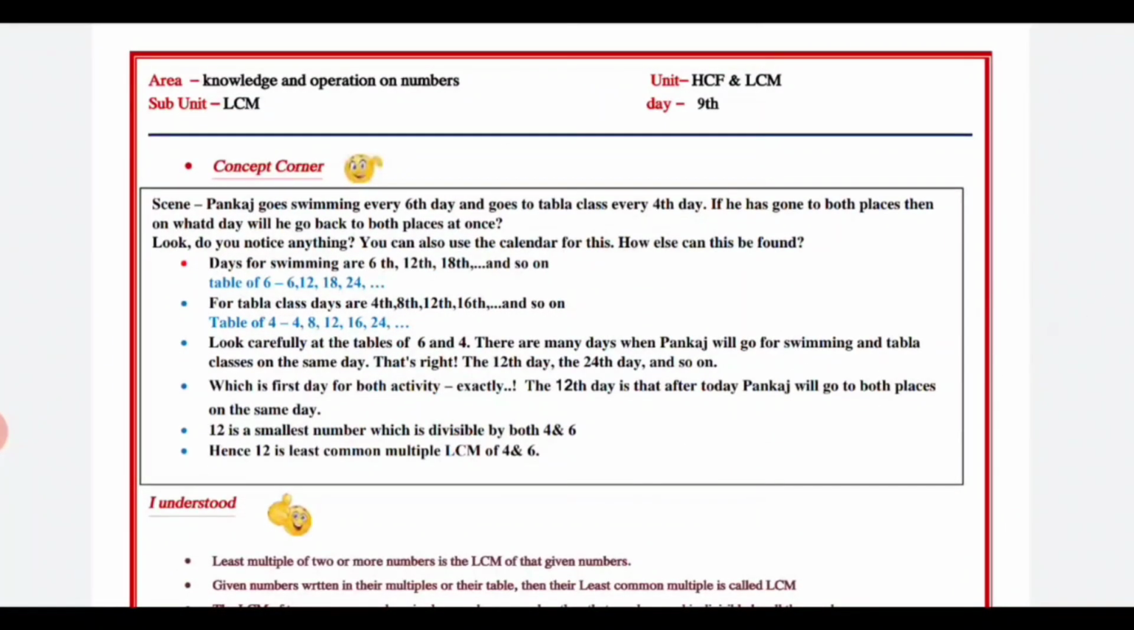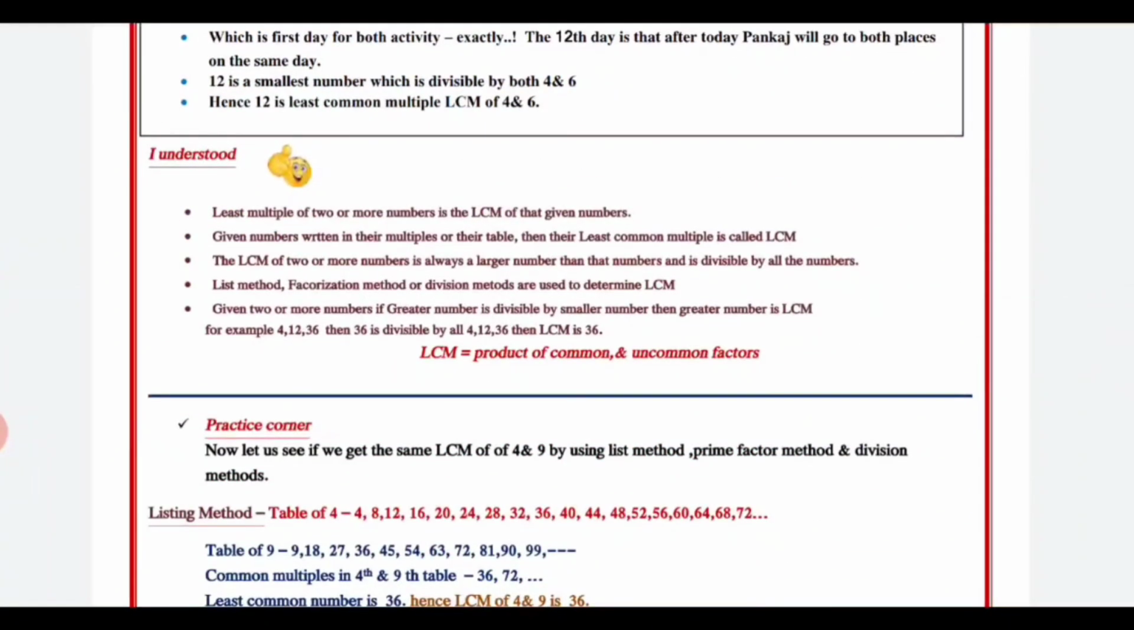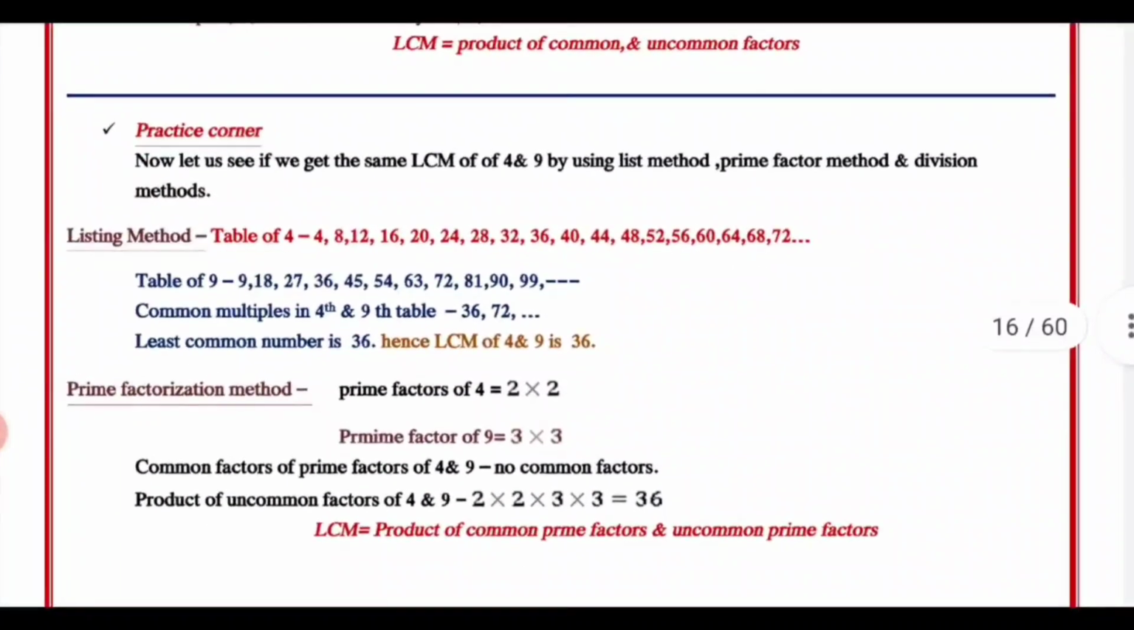On day 9, again the area is knowledge, operation on numbers. The unit is GCF and LCM, and the subunit is LCM, least common multiple. Okay, GCF is the highest common factor. Factors are smaller, but least common multiples are very big. So LCM also can be solved by using three methods: listing method, prime factorization method, and division method. In the practice corner we have given two examples. Let us see those two examples.